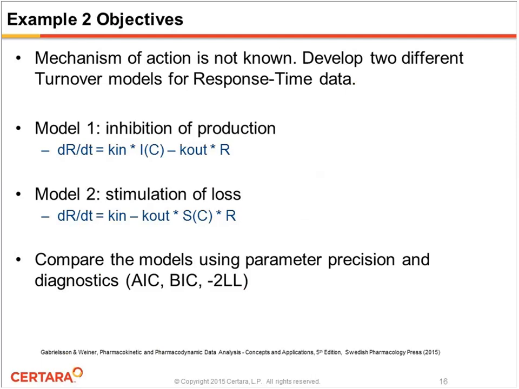Since the mechanism of action is not known, we will develop two different turnover models and compare them using model diagnostics. The first is inhibition of production, where the change in response equals Kin times inhibitory function minus Kout times response. The second model will be stimulation of loss, where change in response equals Kin minus Kout times the stimulatory function times the response. We will use the standard diagnostics Akaike, Schwartz, and minus 2 log likelihood, as well as the parameter precision to decide which of these two models is better for this data set. Next slide, please.